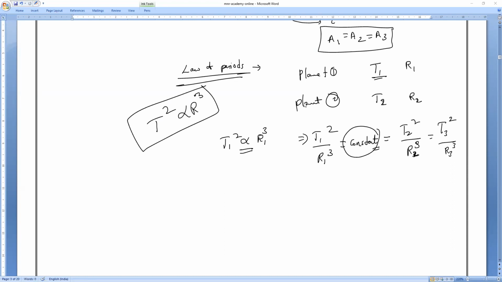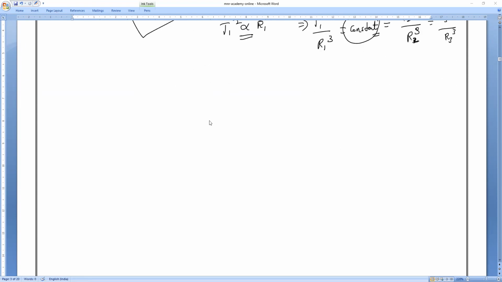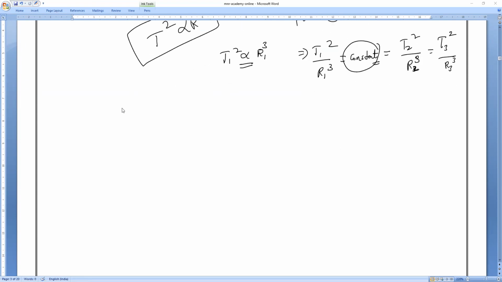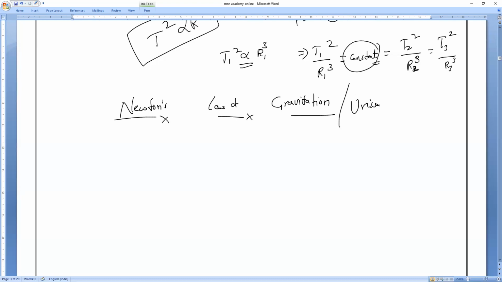Now, in today's class, we are going to see the most important law for your exam also. That is what we call Newton's law of gravitation, or we can say the universal law of gravitation. Whatever you want, you can write it. Okay, are you clear, everybody? Newton's law of gravitation, or we can say the universal law of gravitation.